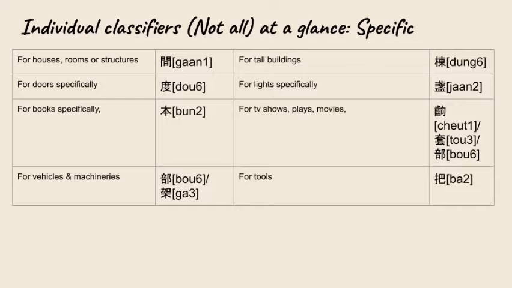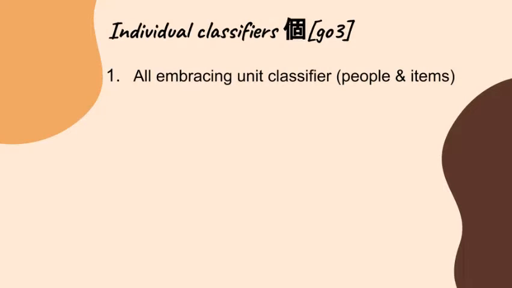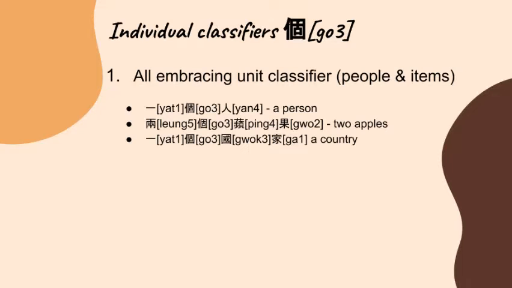The most common one you'll probably see is 個, and 個 can be seen as the all-embracing unit classifier. You can basically pair 個 with any object. It's not wrong entirely. Most of the objects or items can be paired with the classifier 個. For example, 一個人, a person. Two apples, 兩個蘋果. A country, 一個國家.